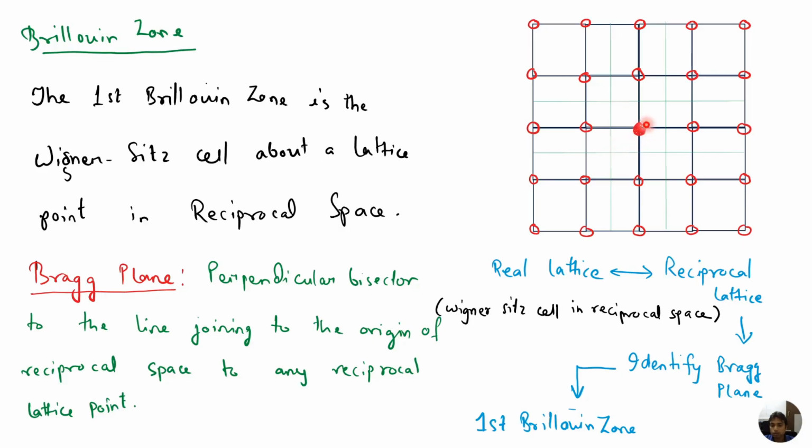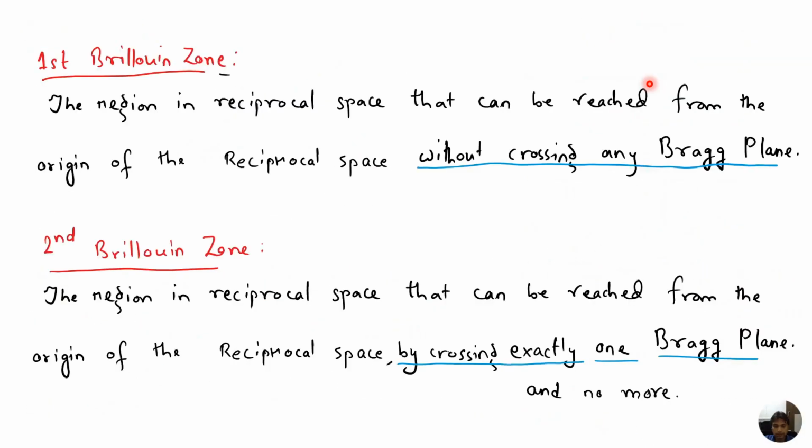So when we are traveling around, if we traverse all the region without crossing any Bragg plane, that will be our first Brillouin zone. Now if we traverse in this lattice space such that only one Bragg plane is crossed, then we will be in the region of the second Brillouin zone. So the region in reciprocal space that can be reached from the origin without crossing any Bragg plane, that is your first Brillouin zone.